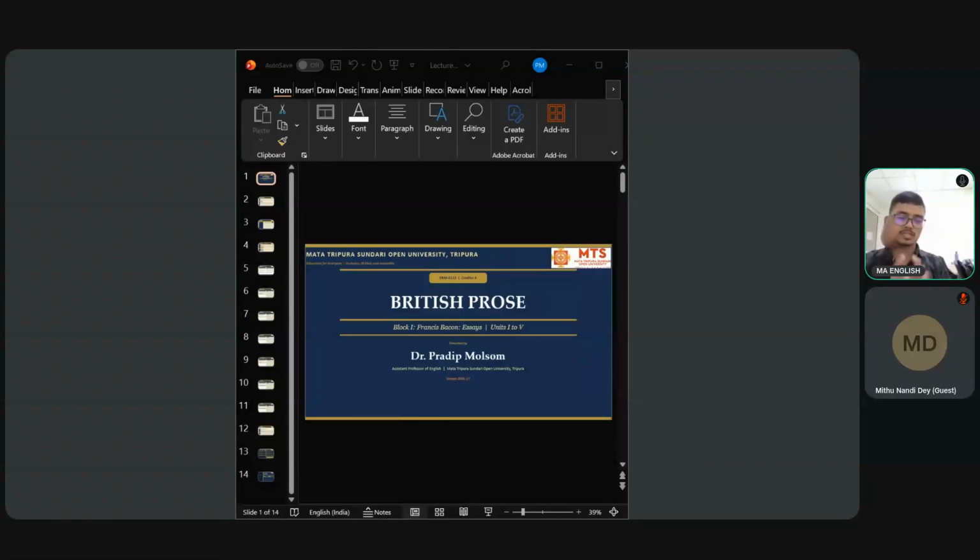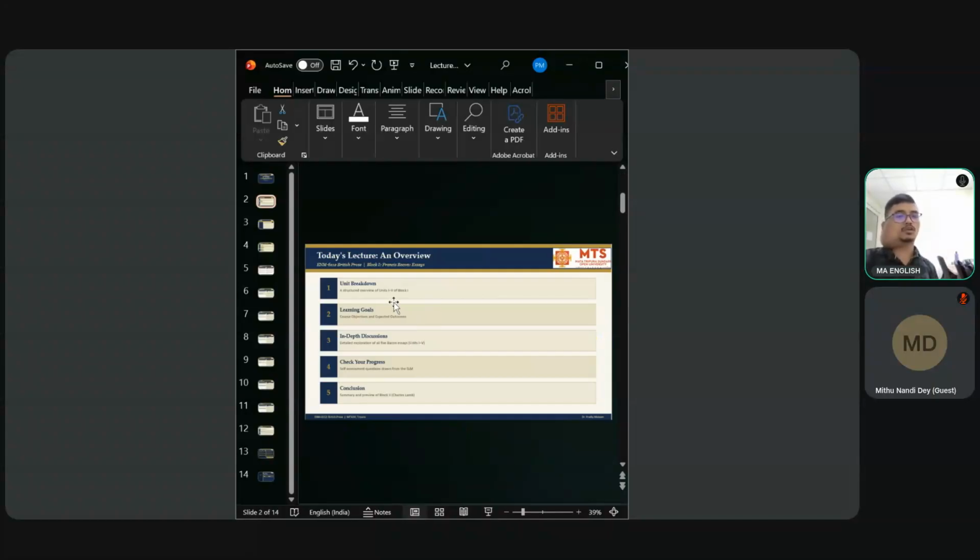Yes. In this lecture, as we did in the previous lecture, we shall focus on block 1 of this course in British prose, that is, Francis Bacon essays, units 1 to 5. All right. Now let's go to the lecture contents. First, we shall see the course overview, then the unit breakdown, then learning goals, and then in-depth discussions of all the 5 units, and then again check your progress questions, and then some conclusion. We shall conclude the lecture.